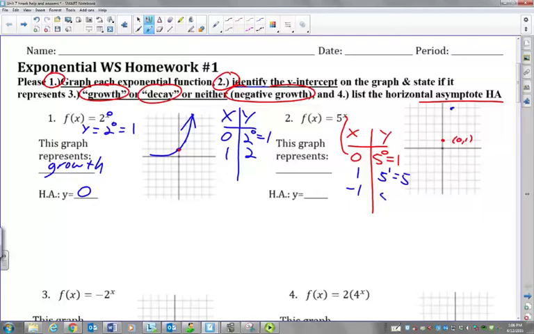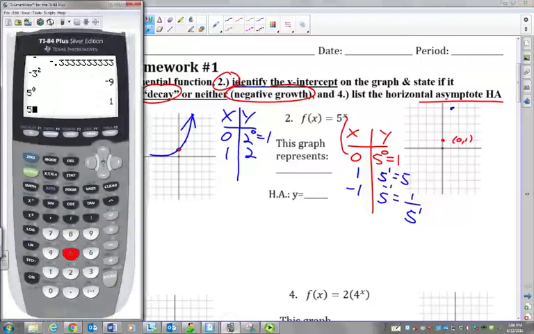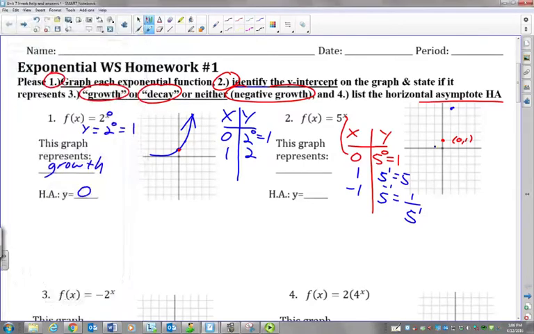And then a negative 1 would be 5 to the negative 1. And 5 to the negative 1 can be written as just 1 over 5 to the positive 1. So take the negative power, make it positive, and put it down below in the fraction. Just to prove that, 5 to the negative 1 is 0.2, which as a fraction is just 1/5. So that means we'd go left negative 1 and up 1/5, which would be very close to the x-axis there.